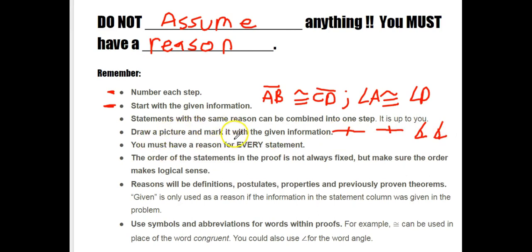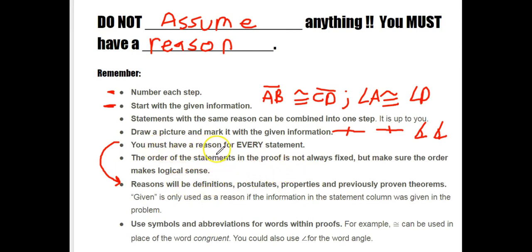You must have a reason for every statement, okay, and reasons, if you follow right down here, reasons are going to be definitions, definition of congruence, definition of a right angle, definition of perpendicular lines, things like that. Postulates, properties, and previously proven theorems. You're going to be able to use some notes on your test. I'm going to give you a series of things you can use for your proofs, but in your reason columns, you're going to have these kinds of things here.